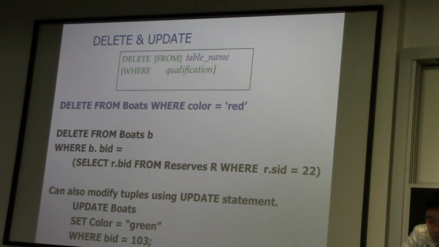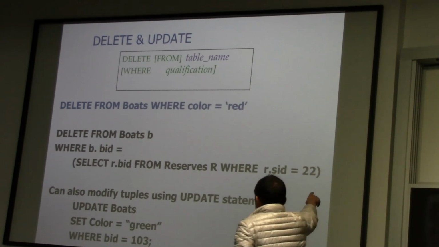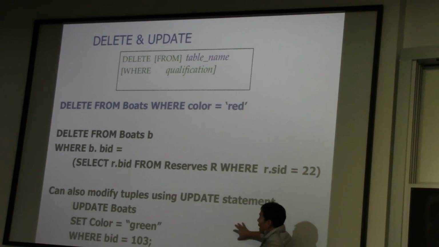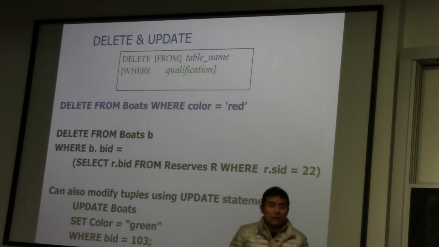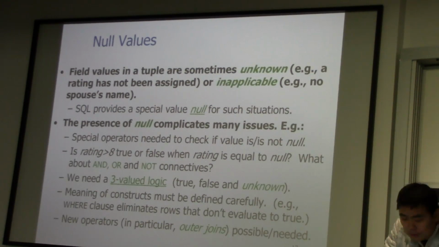Delete and update. Delete, basically, the syntax of delete is on top. It asks for a where clause to specify the condition for deletion. All records satisfying the where clause will be deleted from your base table. That's what I do here. You can also do update using the keyword set and where clause. I think we've gone over this before, so I will skip this.